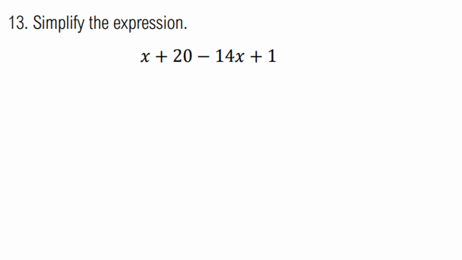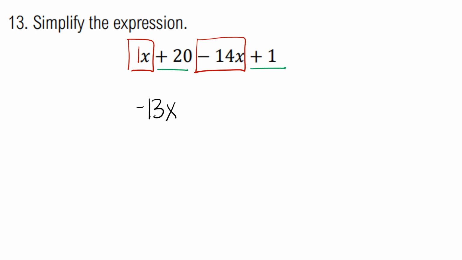Number 13, simplify the expression x plus 20 minus 14x plus 1. We know that this is an understood 1x in the front, and so that 1x can combine with the negative 14x to make negative 13x. We can also combine the positive 20 and the positive 1 to make positive 21.